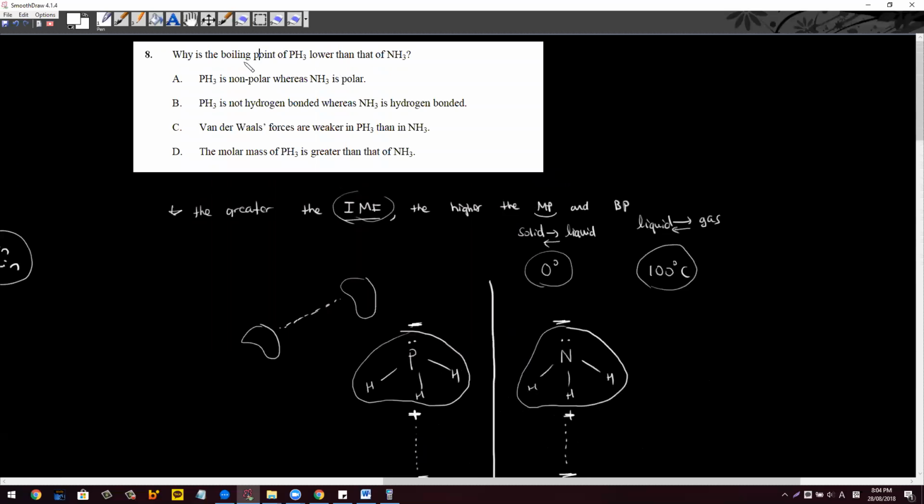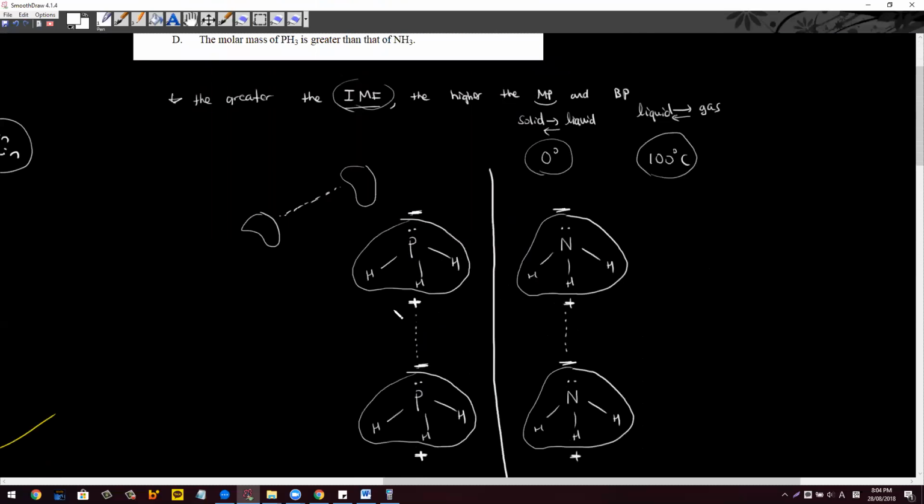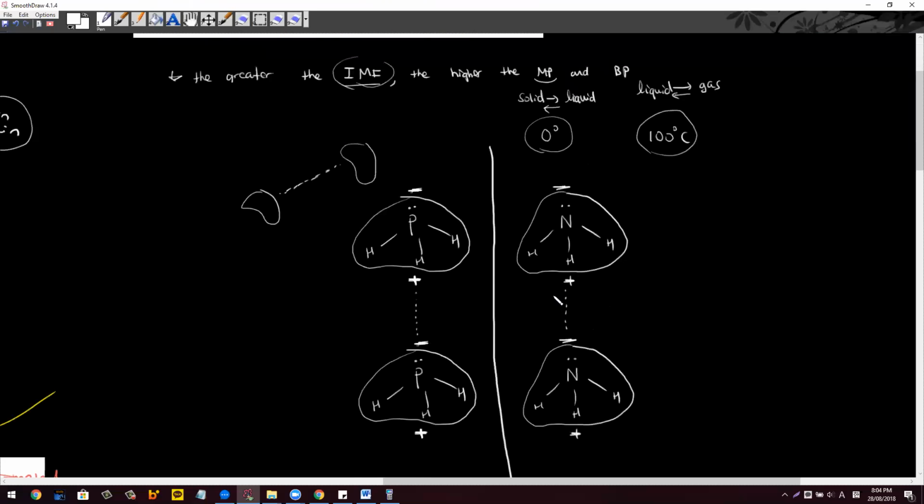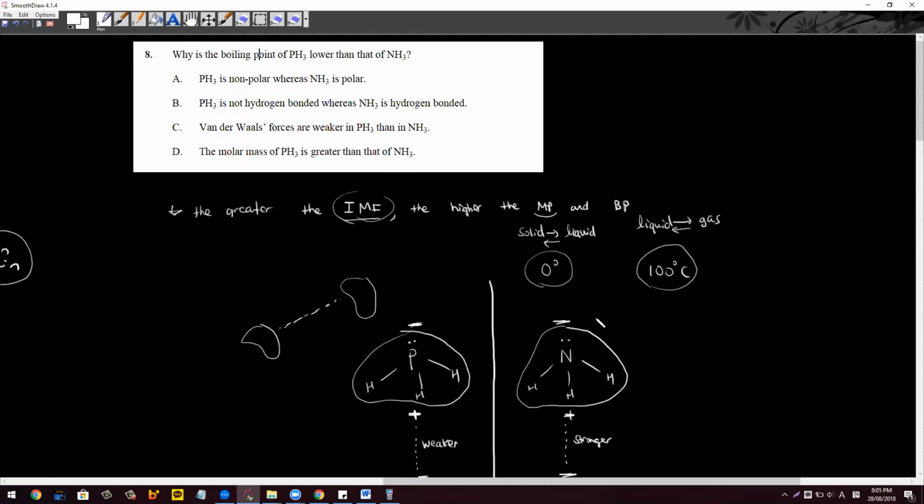So it's saying that why is the boiling point of this one lower than the boiling point of this one? That means the interaction between this is weaker. Doesn't mean there's a weak dispersion force. This one is a bit stronger. So why is that the case? It says that PH3 is non-polar, whereas NH3 is polar.